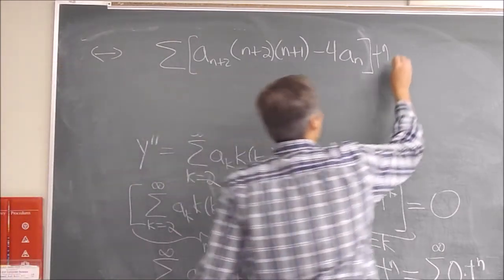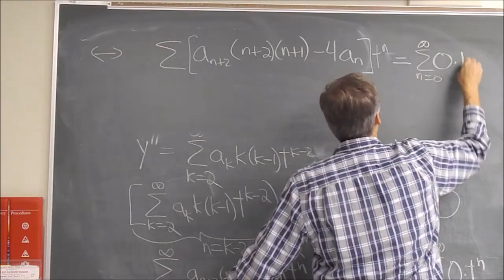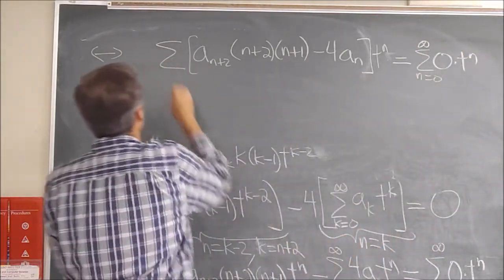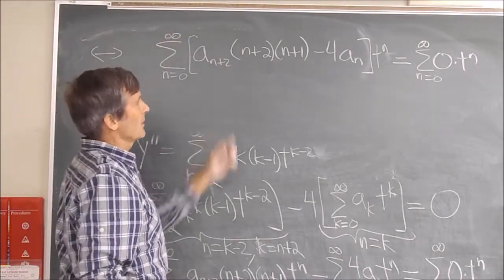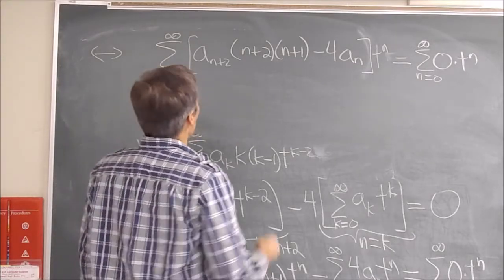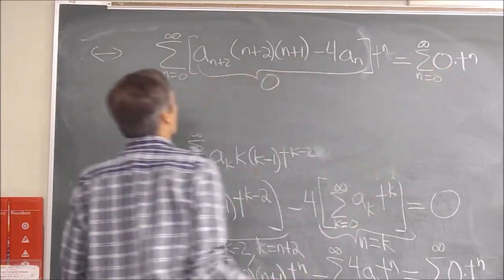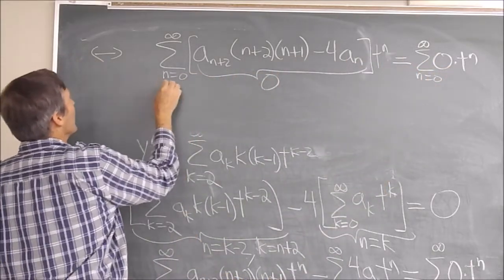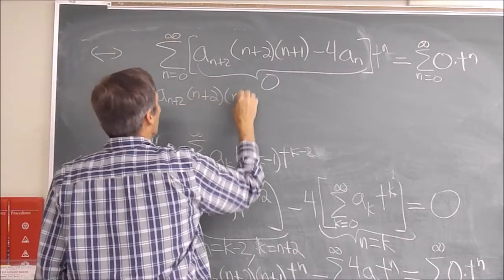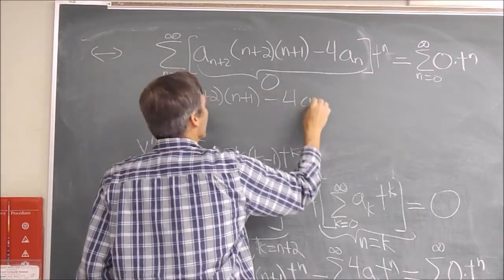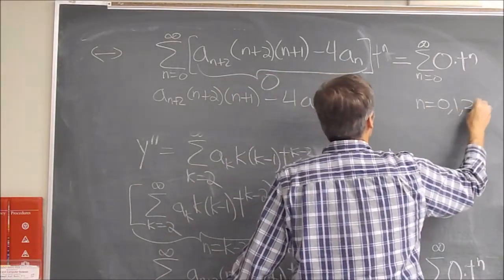It is all equal to the right-hand side, the sum of 0 times t to the n. And now we've got our recurrence relation, because when two power series that are convergent are equal, they match term by term. Each of these has to be equal to 0 to match the 0 over here. That's our recurrence relation: a(n plus 2) times (n plus 2)(n plus 1) minus 4a(n) must be equal to 0 for each n in here, n equals 0, 1, and on forever.